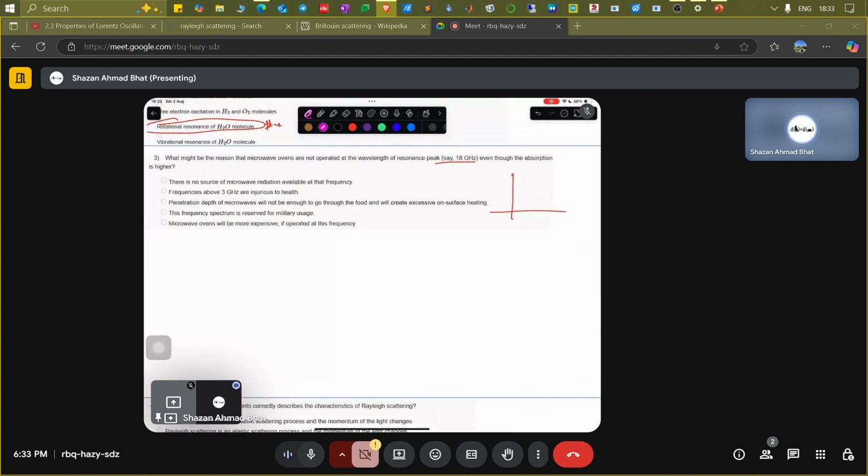So, there is no source of microwave radiation available at that frequency. Absolutely not. You can make a frequency source at any frequency. Frequencies above 3 gigahertz are injurious to health, which is absolutely wrong. It depends upon the power level.